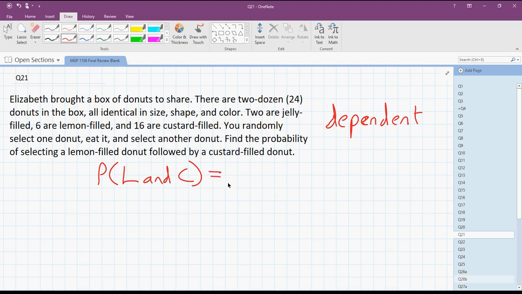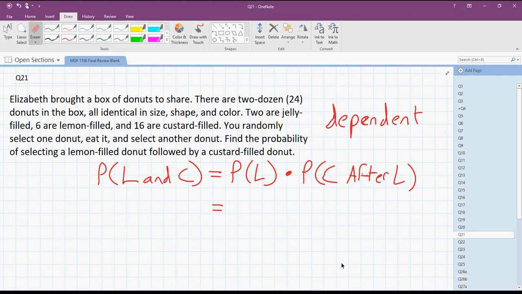So this time, what we need to do is first find the probability of being lemon-filled, and then multiply that by the probability of being custard after a lemon has come out. All right, slow down, Brandon. Yes, we're going to get to that. Just give it a second for people to digest. So the probability of being a lemon, Brandon, you said was 6 out of what? 24.